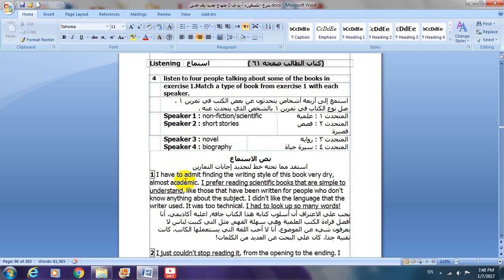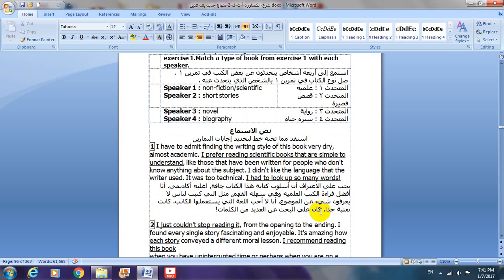1. I have to admit finding the writing style of this book very dry, almost academic. I prefer reading scientific books that are simple to understand, like those that have been written for people who don't know anything about the subject. I didn't like the language the writer used. It was too technical. I had to look up so many words.